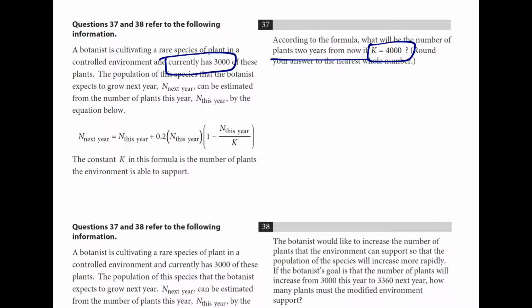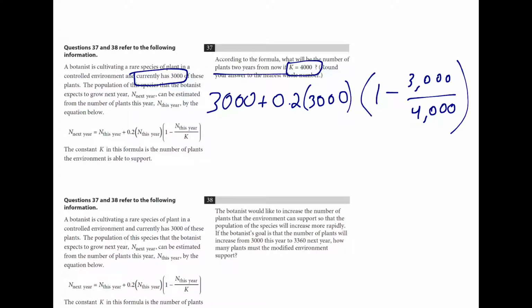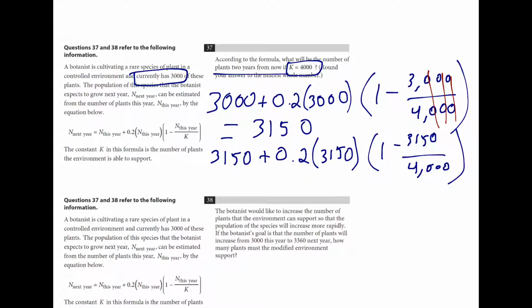So we're going to plug in the 3,000 current population for n this year, and k as 4,000. When we do so, that looks like this, and you'll notice with all of these zeros, you can pretty much cancel them out. And what is 1 minus 3/4? It's 1/4. So we're taking a fifth of 3,000 by multiplying by 0.2, and then we're adjusting that growth by only taking a fourth of it. Then our new population becomes 3,150, and we plug this back into the formula, replacing all of the 3,000s with our new population of 3,150. And when we round this to the nearest whole number, we get 3,284.